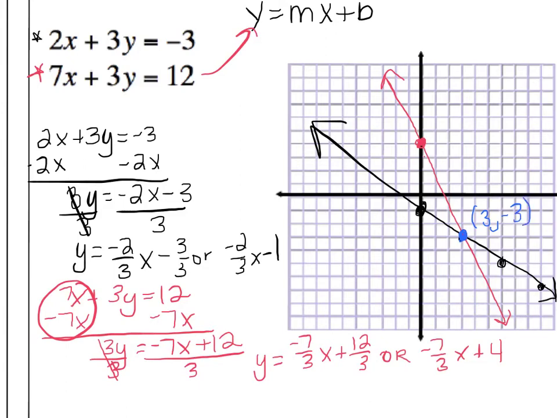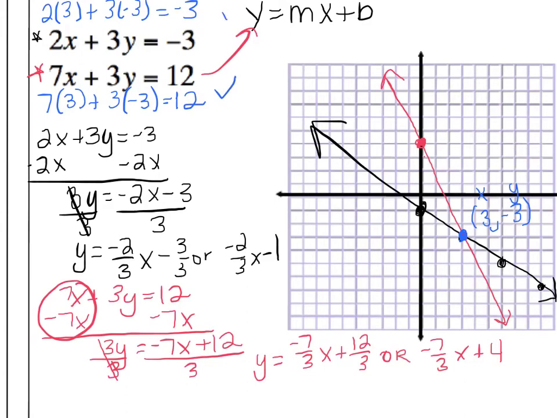If you want to go through the check, you've got an x of 3 and a y of negative 3. So you could come up here, 2 times x was 3 and negative 3, and we'll see if that's what we get. Okay, go through the math and see if it works. Can do the same with the other one. 7 times 3 plus 3 times negative 3, and see if you get 12 for your answer. They do end up checking out.